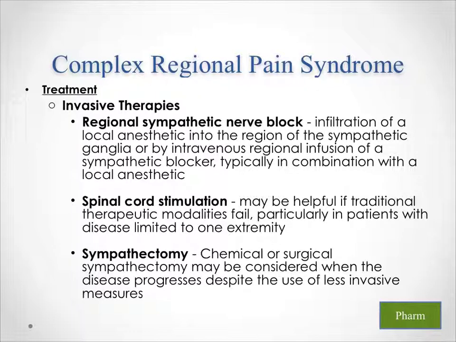Then there's a sympathectomy, which is either a chemical or surgical process, and basically they go in there and inhibit the sympathetic ganglion going to that affected area. You have to understand that this procedure is permanent. Once you go in there and disrupt the sympathetic ganglion, it is not going to regenerate.